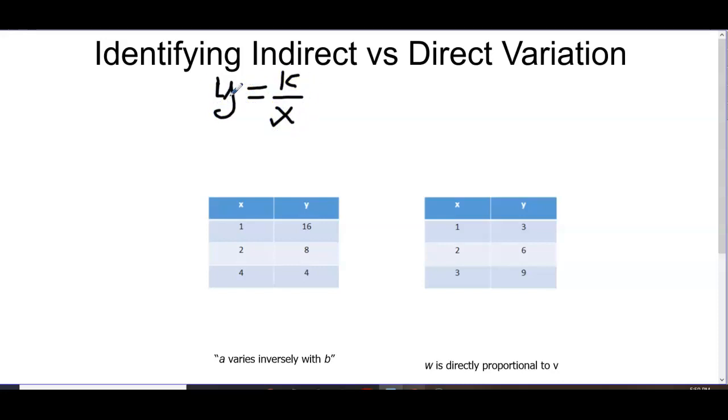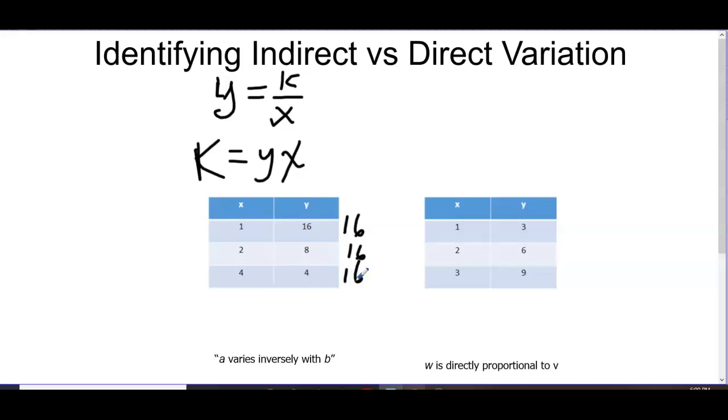Okay, and we know if we have y equals k divided by x, our k, the constant of variation, is equal to yx. And what that means is for every point in our data set, when we are looking at indirect variation, the product of y and x is the same value. It's a constant. So if I look at this table here, I have 1 times 16 is 16. 2 times 8 is 16, 4 times 4 is 16. So I see that, yes, this is an example of indirect variation.